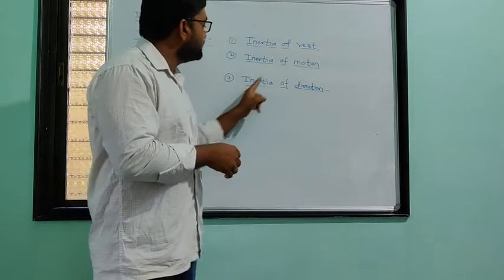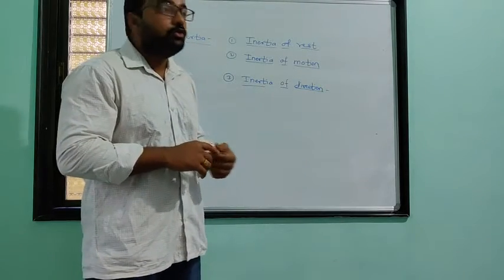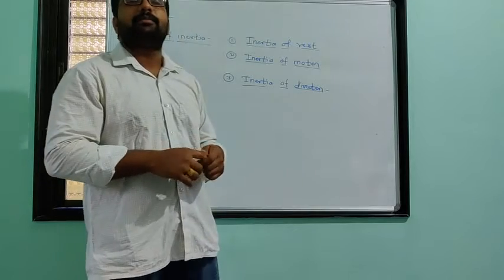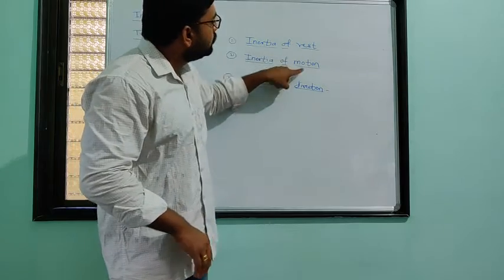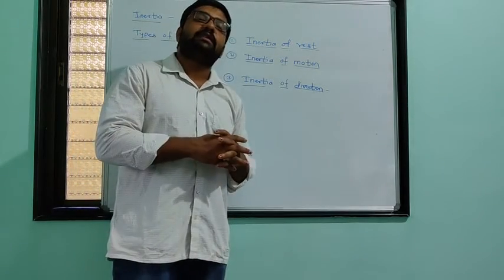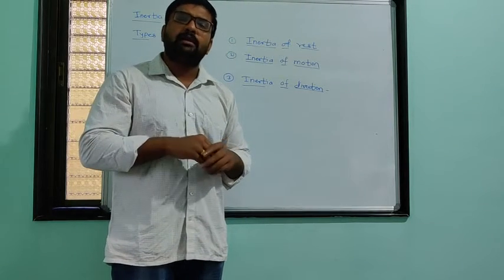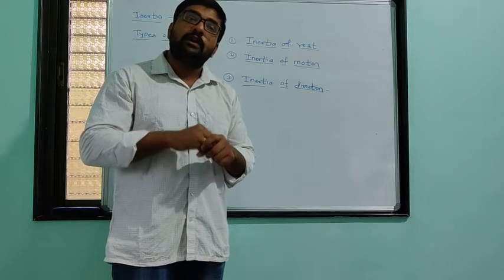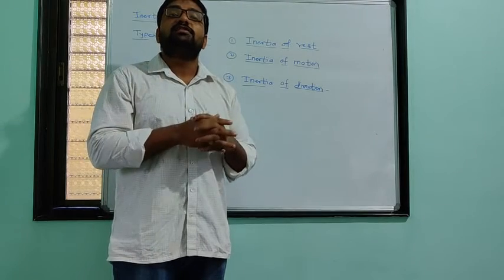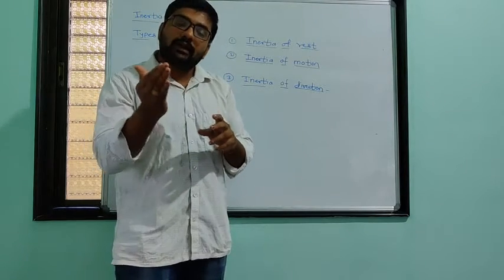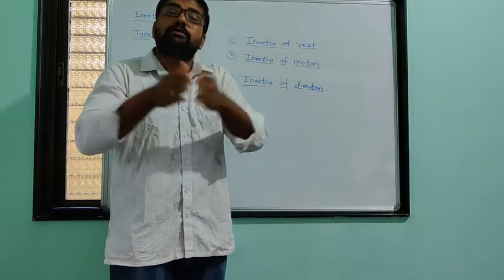And third is inertia of direction. Here, the inertia gained by an object due to its direction is called the inertia of direction. Like the rest position or motion position, if objects are in motion in one particular direction, here also the object tries to continue in that direction. They do not want to change their direction, and if we try to change their direction, they resist that change. They oppose that change.